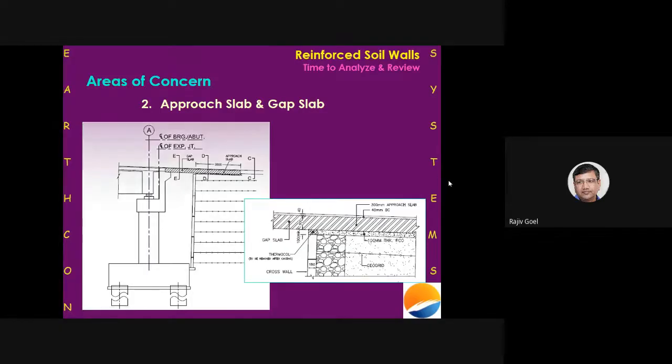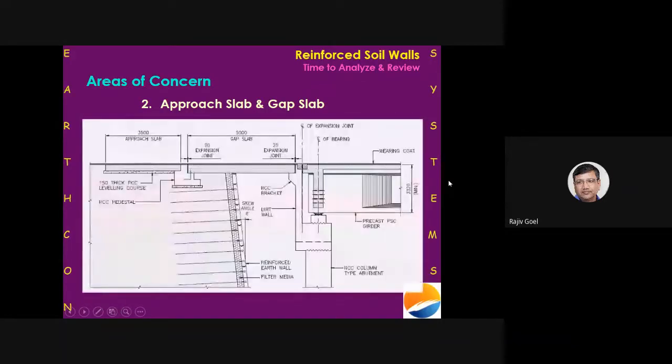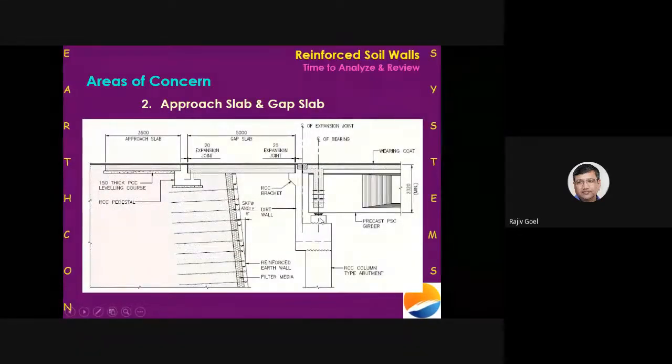Okay, let's proceed further and see what we've been practicing. I don't say that everyone is practicing this, but I have seen this kind of drawings where a gap slab is made first, and then you put a foundation pedestal or a foundation beam, and then you put an approach slab behind. I don't see the reason for this.